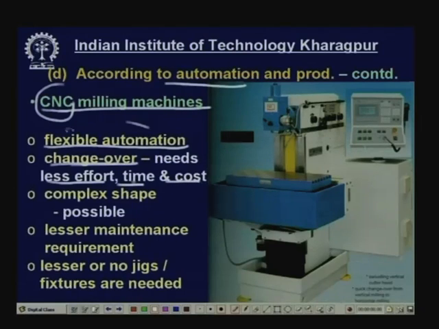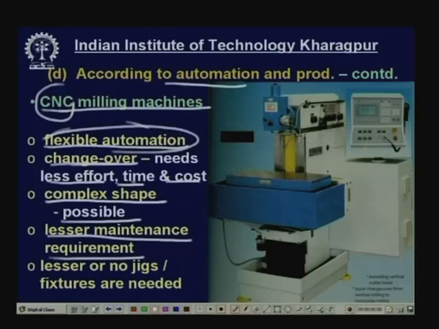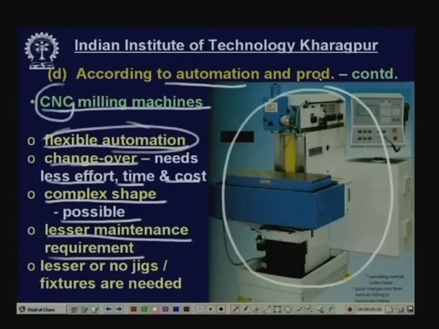So, this is very good for flexible automation. Changeover cost, effort and time will be very less, and this is the characteristic of the CNC machine, a modern milling machine. Complex shape jobs can be easily done, much better than other machines. Maintenance requirement is lesser because these machines are computer controlled electronic hardware and software. So, the mechanical number of parts is very small, wear and tear will be much less and maintenance requirement will also be much less, and a lesser number of jigs and fixtures, or sometimes no jigs and fixtures at all, are required. So, these are the advantages of the CNC milling machines.